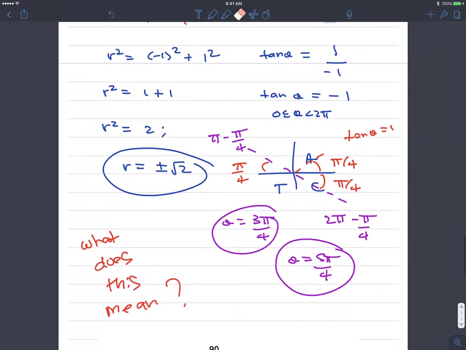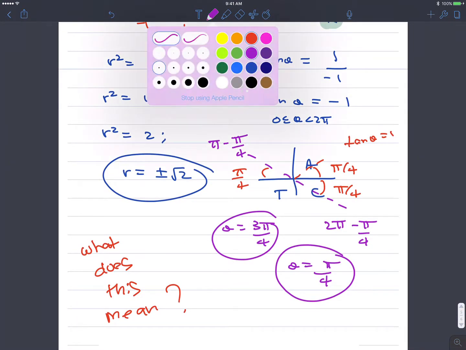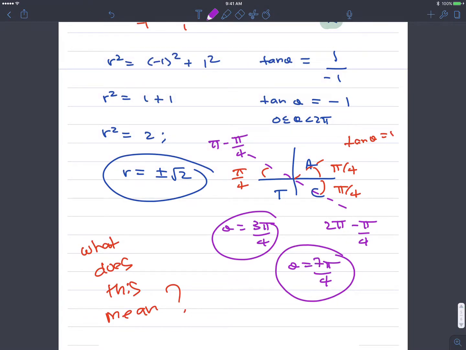I don't know. It might, yeah. I'm thinking of that 5 pi over 4 answer. Thank you. You're right, 7 pi over 4. It's always good to do the arithmetic. 8 minus 1. There you go. So there you go. These are the angles here.